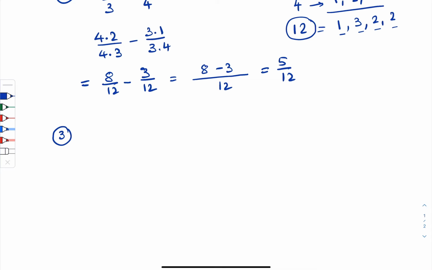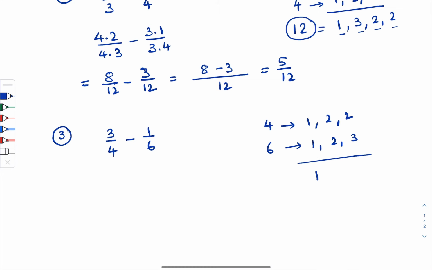So let's see, suppose you have 3 over 4 minus 1 over 6. At this point, again, we have to find the LCD since the denominators are not the same. So for the LCD, find the factors of 4, which are 1, 2, 2, and the factors of 6, which are 1, 2, 3. 1 appears in both of them, so I write down the 1 only one time.